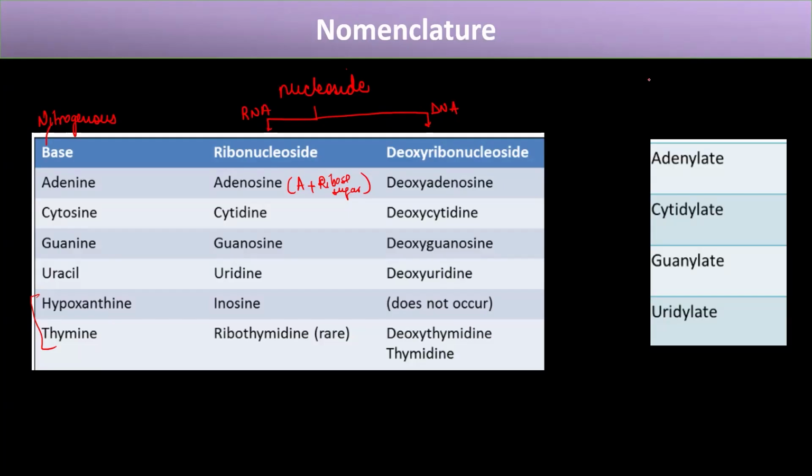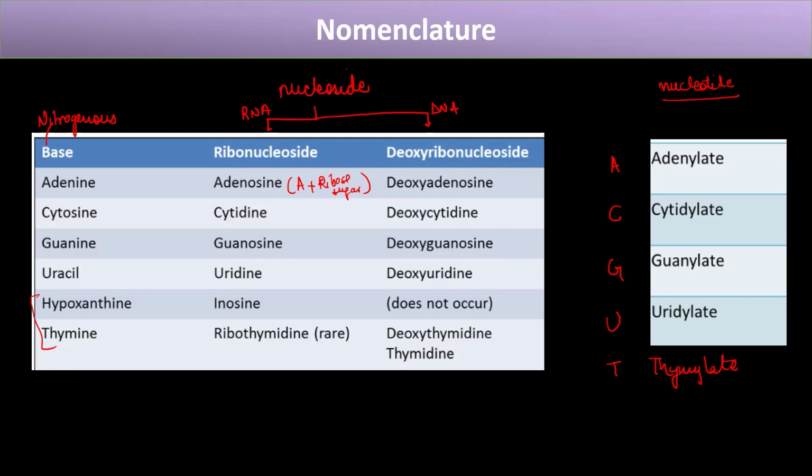But if it is a nucleotide, if adenine is present in a nucleotide, meaning it also has a phosphate group attached to it, then we'll call it adenylate. If it's cytosine, we'll call it cytidylate. If we have guanine, we'll call it guanylate. If we have uracil, we'll call it uridylate. And if we have thymine, we'll call it thymidylate. So it is in the case of RNA.